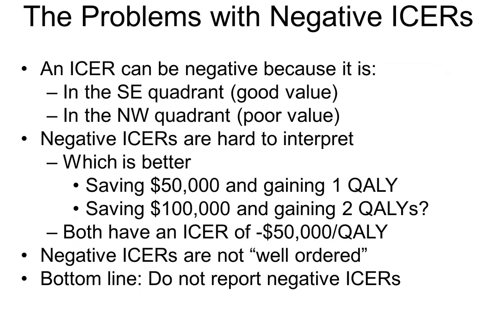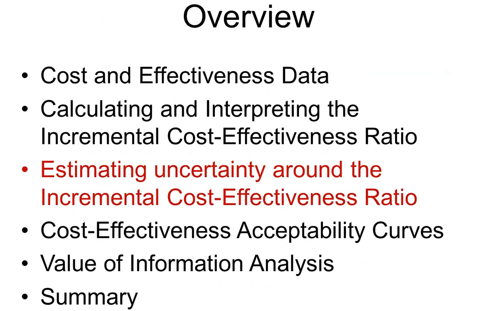And so that's just one example, but there are other examples, and again, I haven't gone into it here in detail, to show that negative ICERs really don't have much in the way of interpretation. The bottom line here really is don't report negative ICERs. They should be reported as cost saving or as dominated, but not as the numeric value itself, because the numeric value really doesn't have much intuitive meaning. Okay, let's move now to talking about estimating uncertainty around the incremental cost effectiveness ratio.